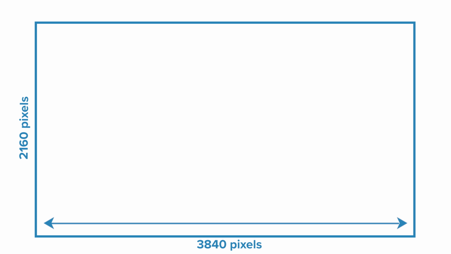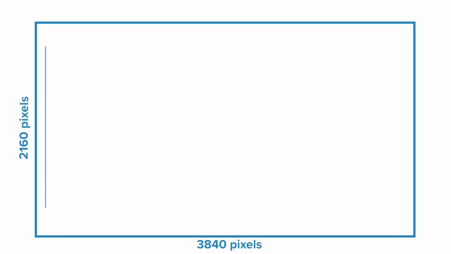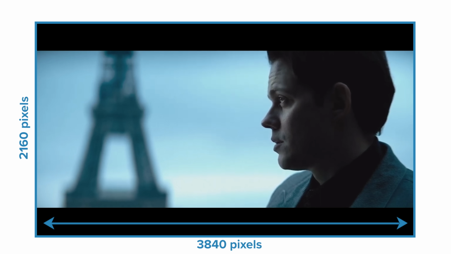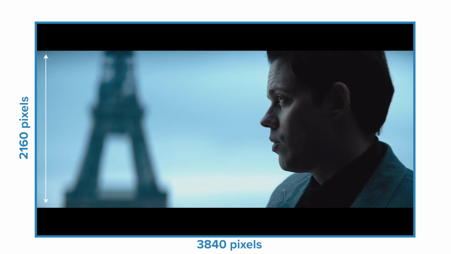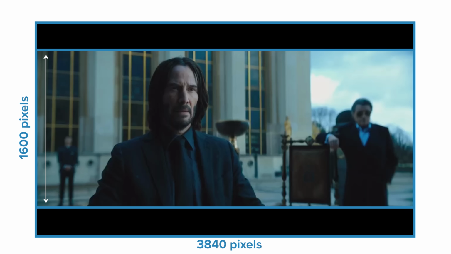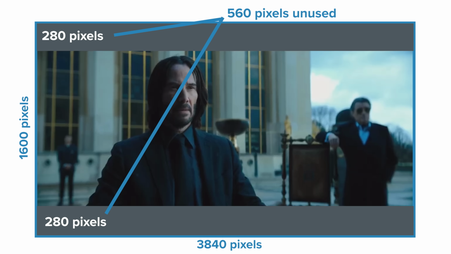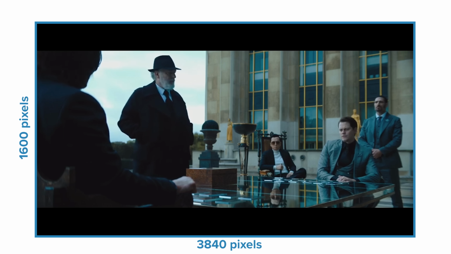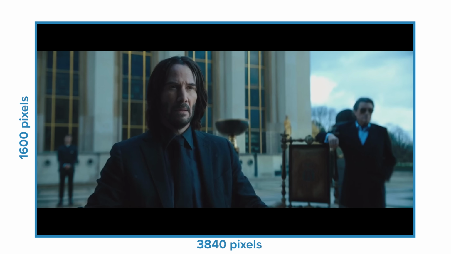Here's how it works. A 4K projector chip has a horizontal width of 3,840 pixels and a height of 2,160 pixels. The actual content in a 4K 2.4 movie uses the same 3,840 pixel width, but a height of only 1,600 pixels, leaving the remaining 560 pixel rows completely unused. These are the pixels sending out the black bars on the top and bottom.